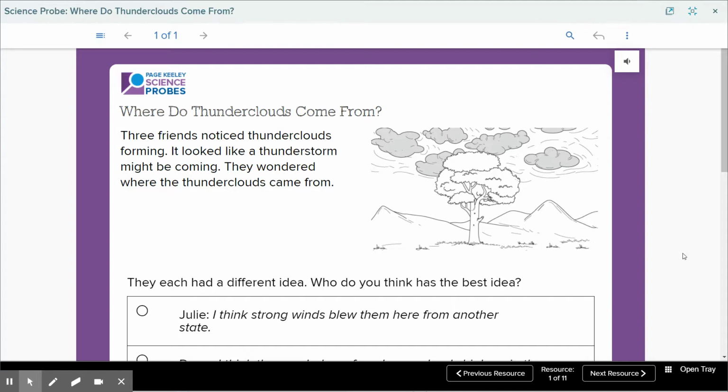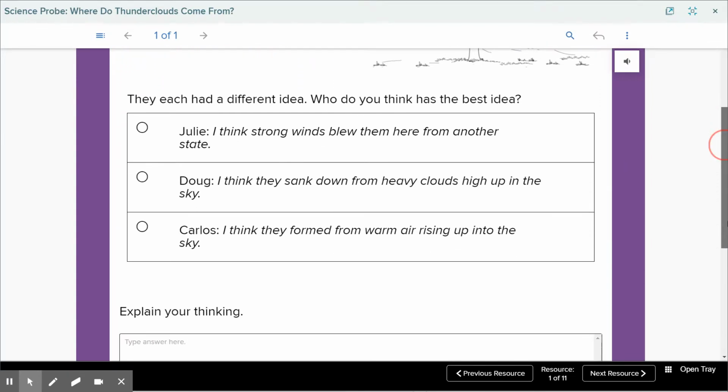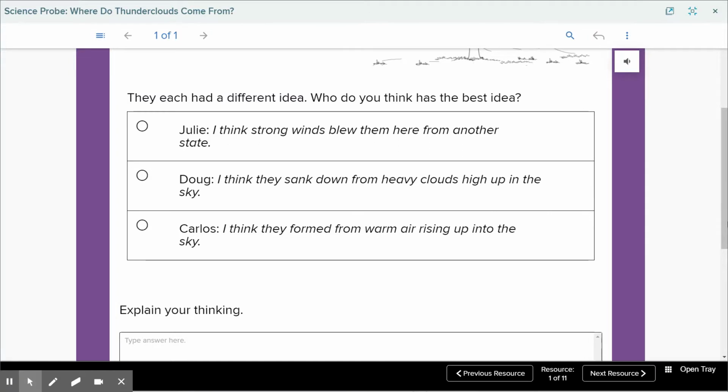Where do thunderclouds come from? They each have a different idea. Who do you think has the best idea? 3 friends notice thunderclouds forming. It looked like a thunderstorm might be coming. They wonder where the thunderclouds came from. They each had a different idea.